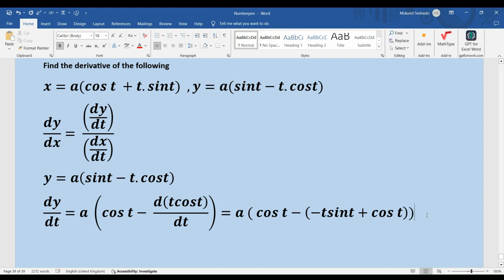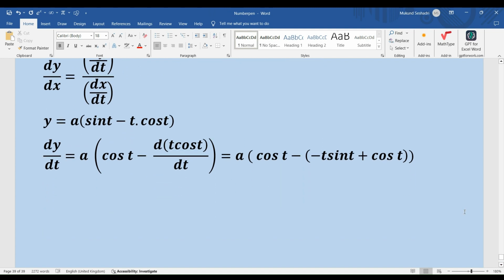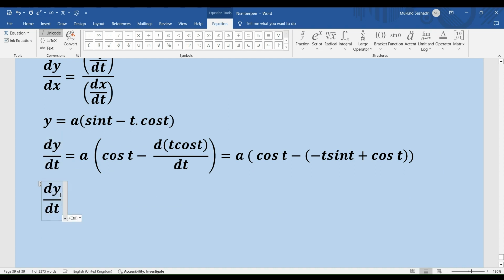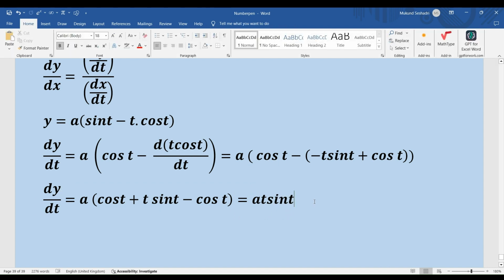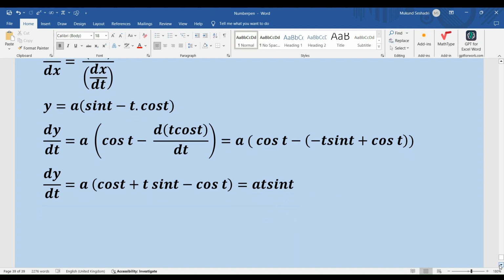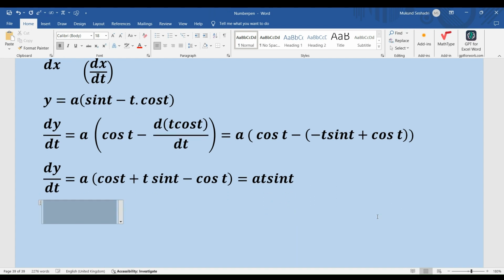So let me go to the next step to write down what my dy by dt is. So my dy by dt is equal to a times cos t minus of minus t sine t, which means it becomes a plus t sine t. And then I have a minus of cos t. Now you see that my cos t gets cancelled and I'm left with a t sine t. So that's my dy by dt. Now let's go to the next step and evaluate what our dx by dt is.